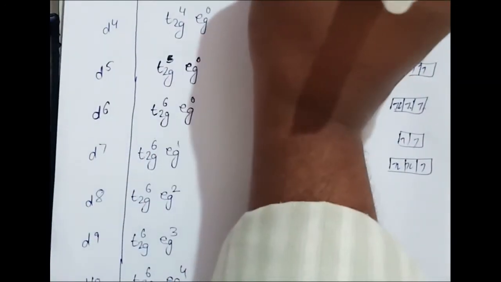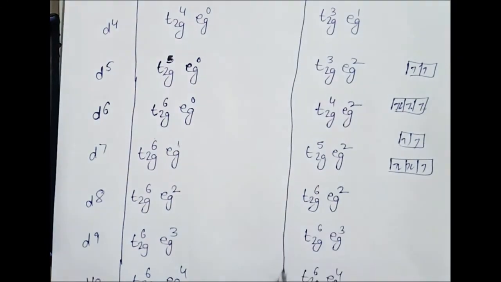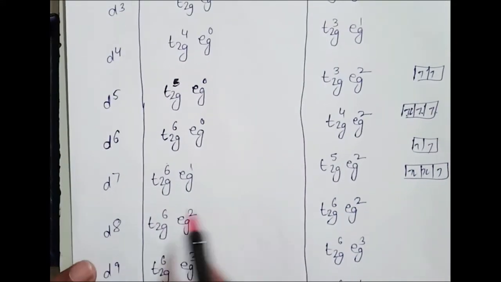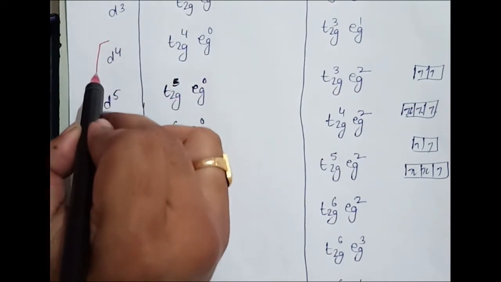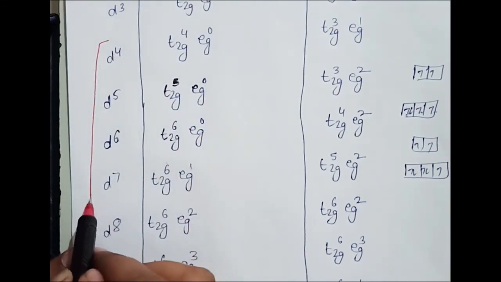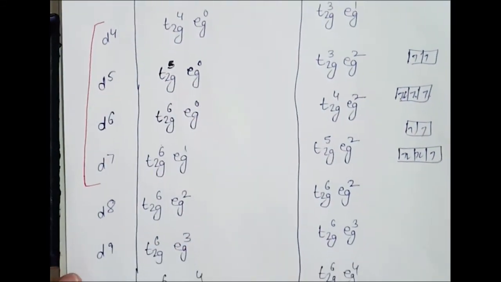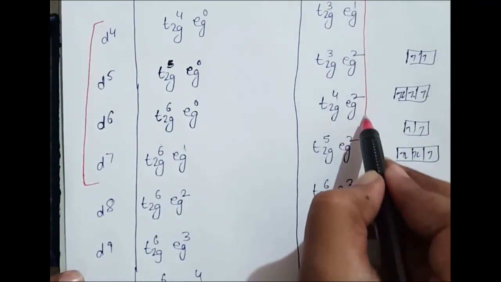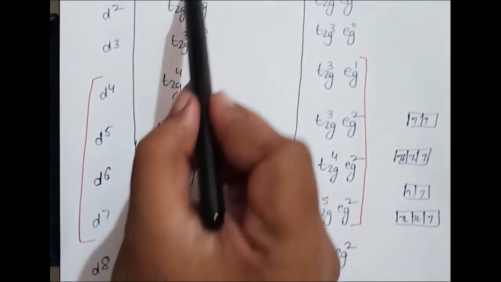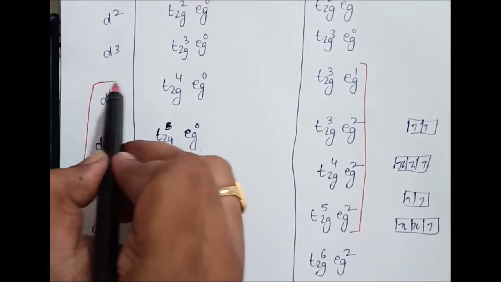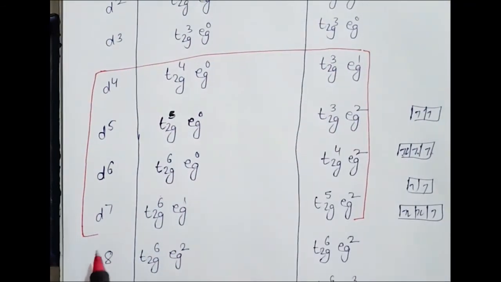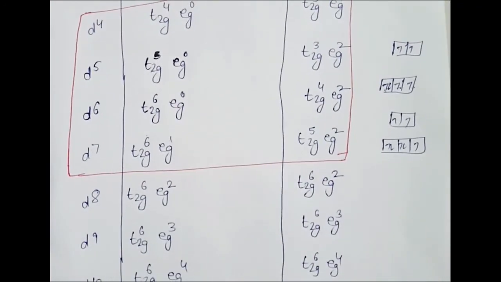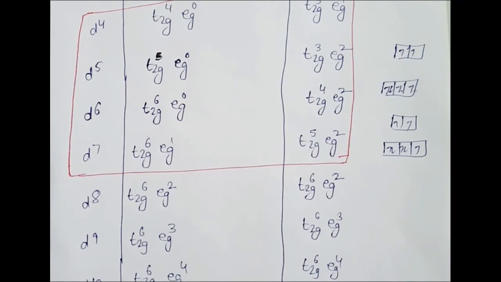So where did you find the difference between strong and weak field ligand? You will find the difference from D4 to D7. Before and after this, it doesn't make any difference whether it is a strong ligand or weak ligand. The d orbital occupation remains the same. So here you will see the difference. Got my point here? Yes.